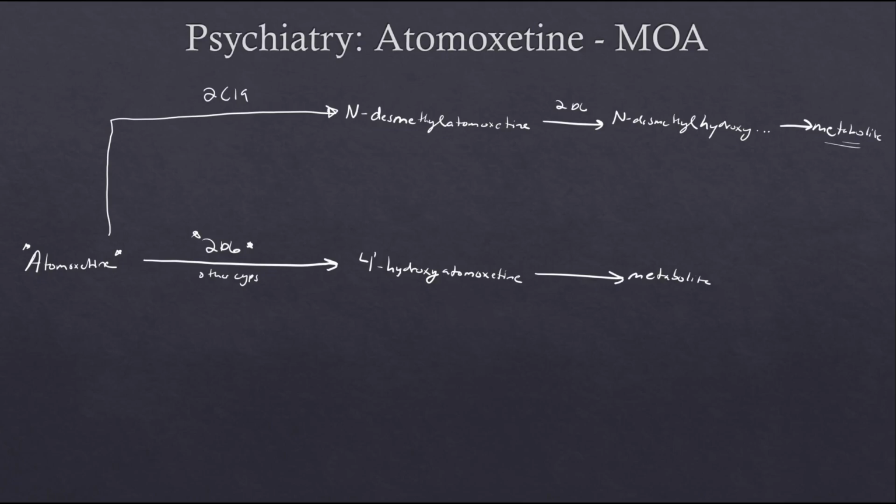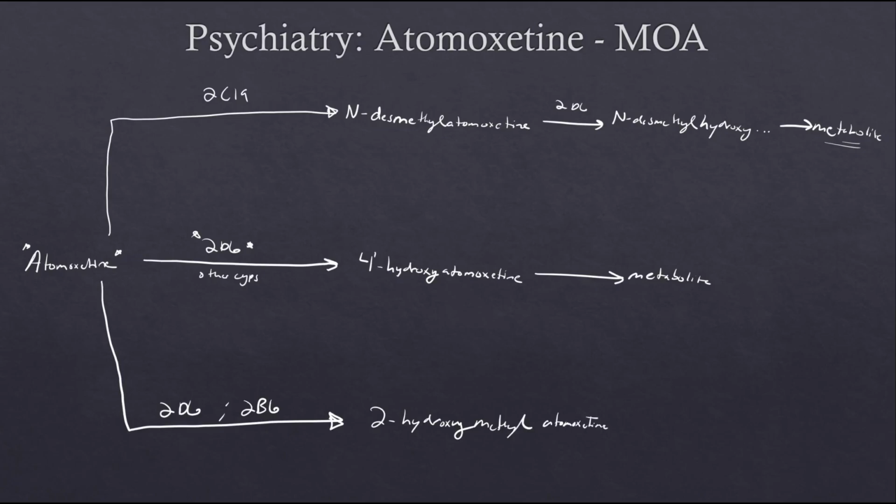Then let's take a look at one final minor pathway of atomoxetine metabolism. And that's the metabolism by 2D6 and 2B6 into the 2-hydroxymethyl atomoxetine form, which again is a less active metabolite, which eventually gets removed from the body. So you can see here, this is the main metabolism that occurs with atomoxetine. And atomoxetine itself exerts its mechanism of action by blocking norepinephrine reuptake in a similar fashion to what we saw with TCAs, so it's a selective norepinephrine reuptake inhibitor.